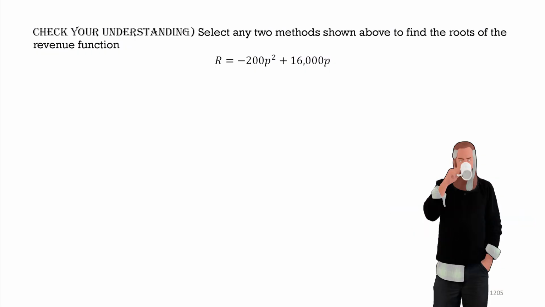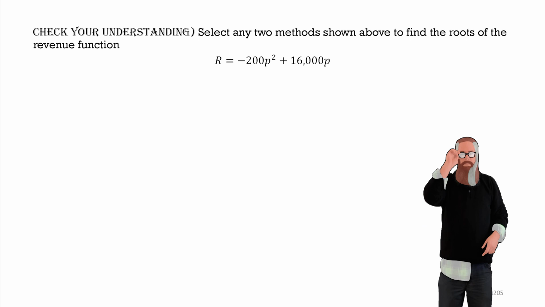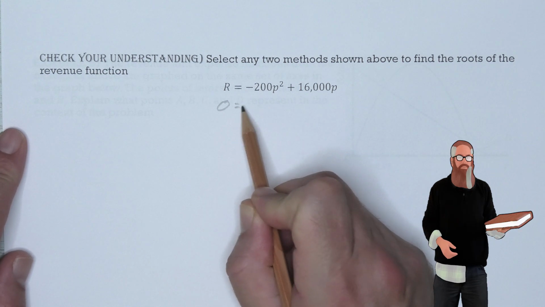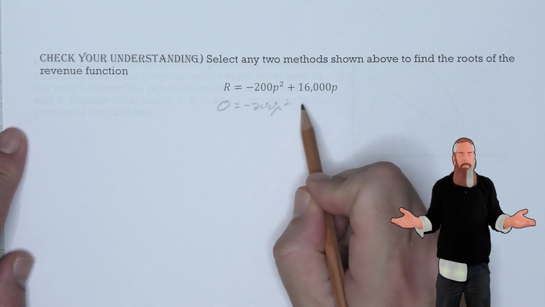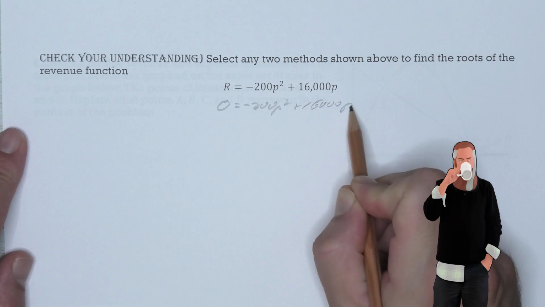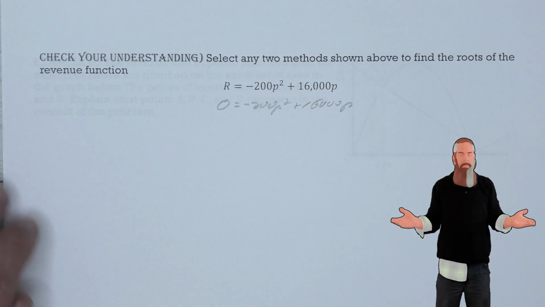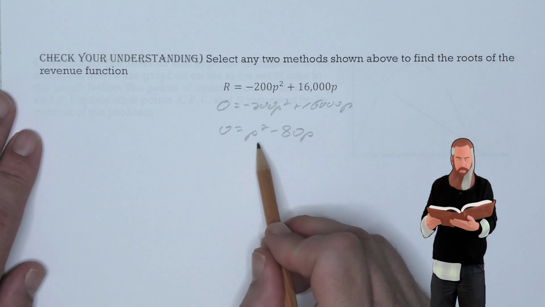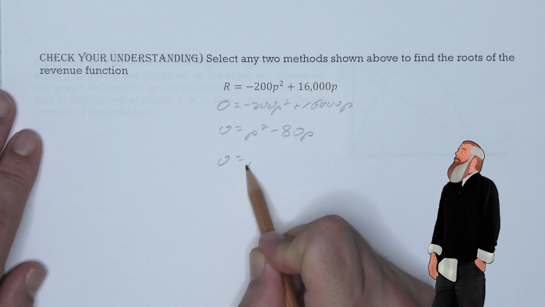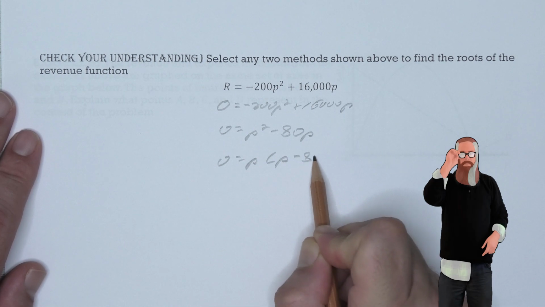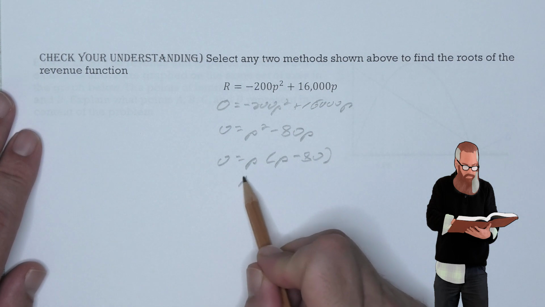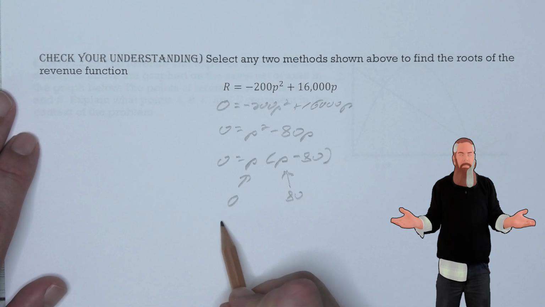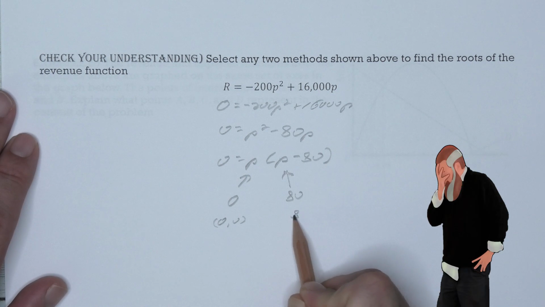Let's check our understanding. Select any two methods that have been shown to find the roots of this function. Well, to start with, I know that we're dealing with when r is 0. So I get 0 is equal to negative 200 p squared plus 16,000 p. If I divide everything by negative 200, I get that 0 is equal to p squared minus 80p. I can then factor the p out of this to get 0 is equal to p times (p minus 80). Now the zero product rule means that p is 0 and that p is 80. So the coordinates of the roots are (0, 0) and (80, 0).